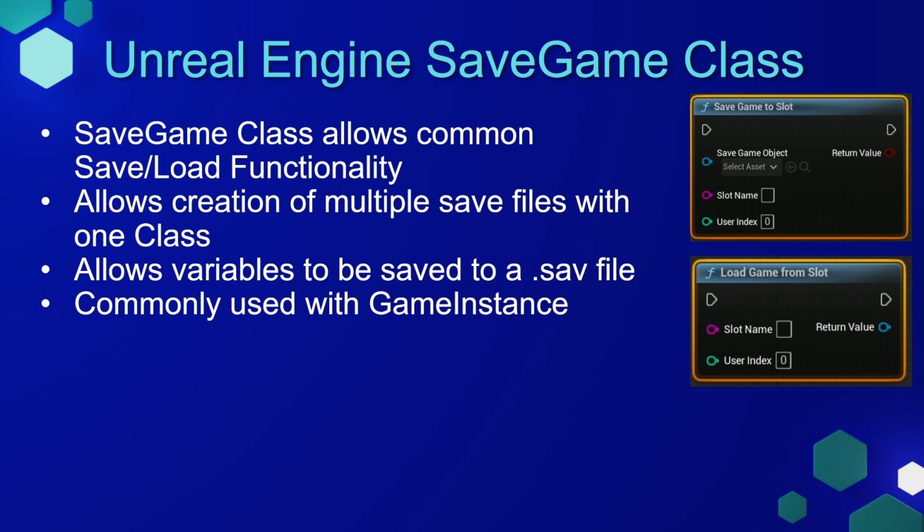Now, luckily, Unreal Engine already has a class built in for this. There's a SaveGame class that allows common loading and saving functionalities. And this allows the creation of multiple save files with one class. Essentially, you can choose which variables need to be saved and save them to a .sav file that can be loaded by Unreal Engine. And because the game instance class is one of the only classes that's persistent the entire time the game is running, the SaveGame class is commonly used in conjunction with the game instance class.